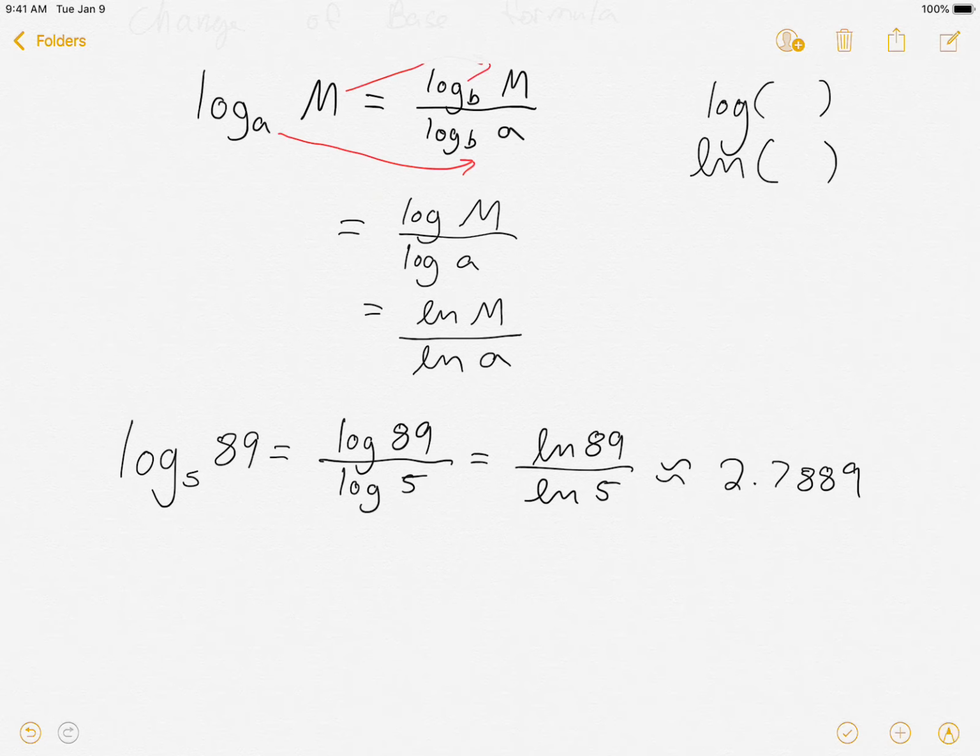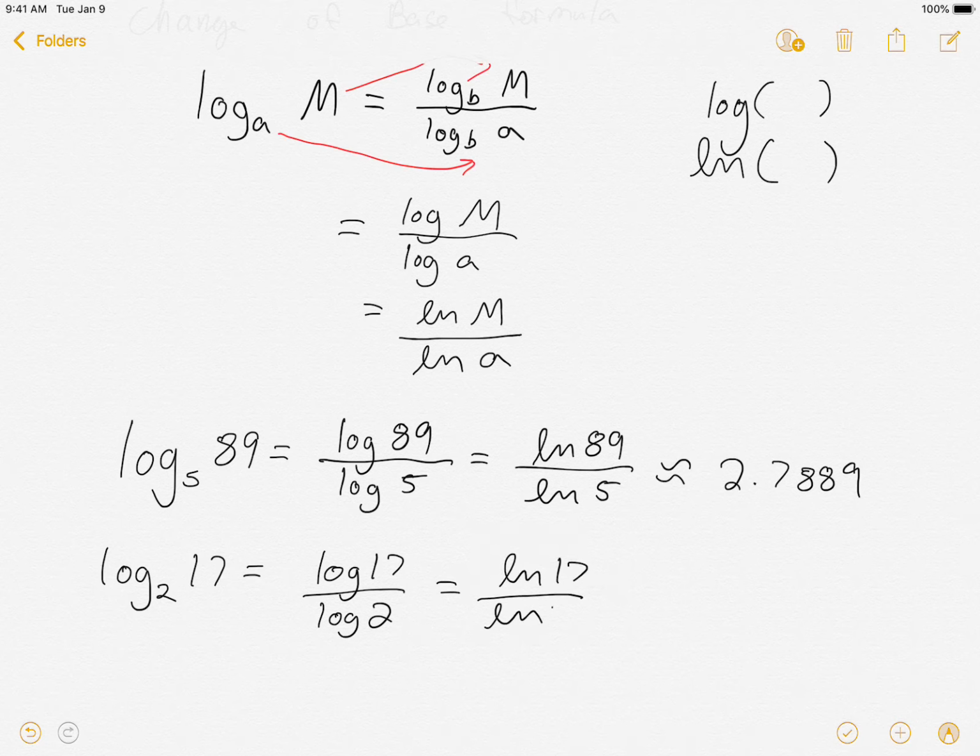Okay, another example. Let's say I have log base 2 of 17. We can rewrite it as log of 17 over log of 2, or natural log of 17 over natural log of 2, which is approximately 4.087. Now, I will show more of how to do those on the calculator in the next section, because we're going to start solving equations of these logs and exponentials. So we'll stop there.